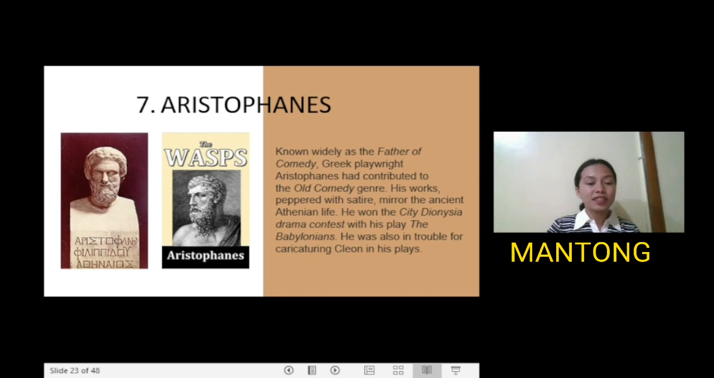Now we have, seventh, Aristophanes. Aristophanes is widely known as the father of comedy. The Greek playwright Aristophanes contributed to the Old Comedy genre, and his works, peppered with satire, mirror ancient Athenian life. He won the City Dionysia drama contest for his play The Babylonians. He was also in trouble for caricaturing Cleon in his plays.